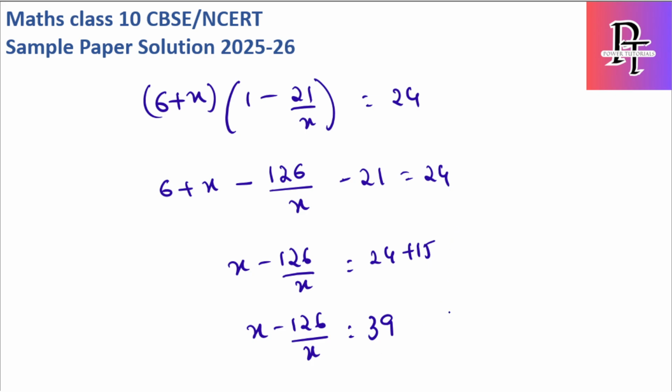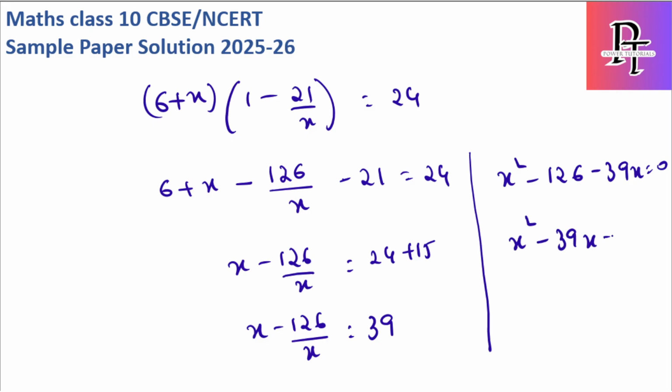If I take LCM, I'll get the next step as x square minus 126, and if I move x to the other side, I'll get minus 39x. So simply I'm getting x square minus 39x minus 126 is equal to 0, which is the quadratic equation we need to solve.